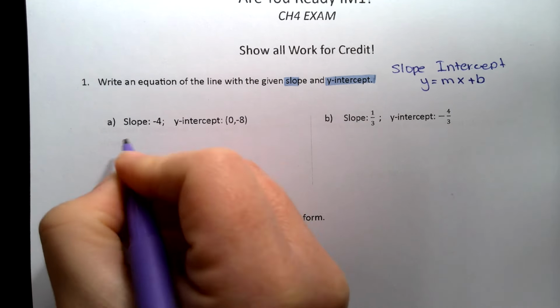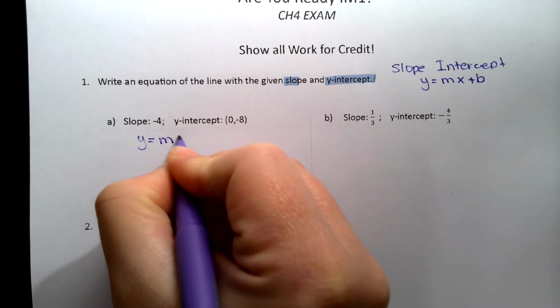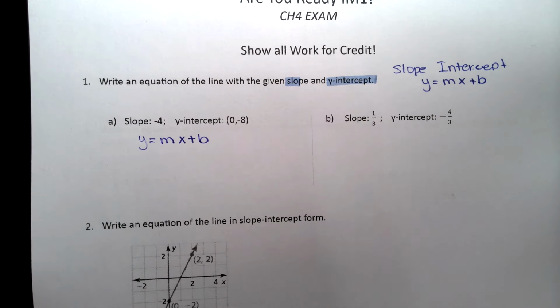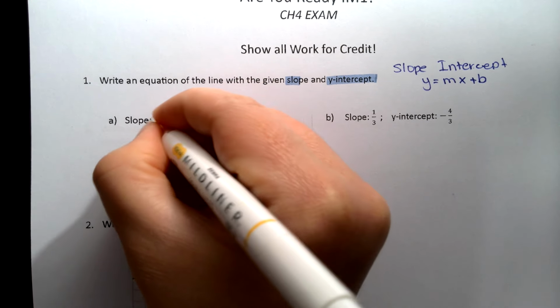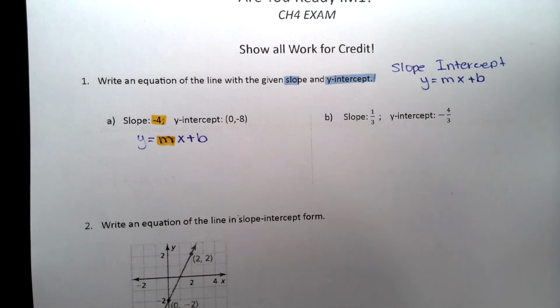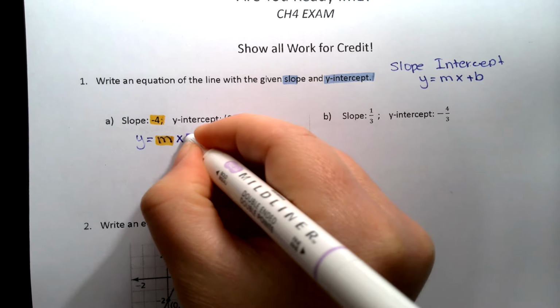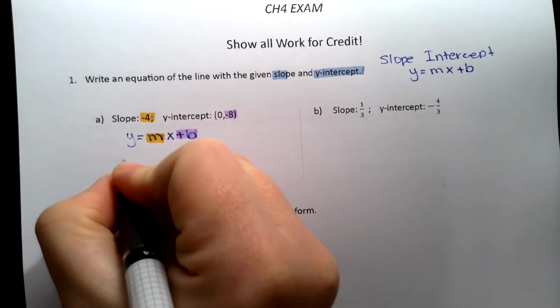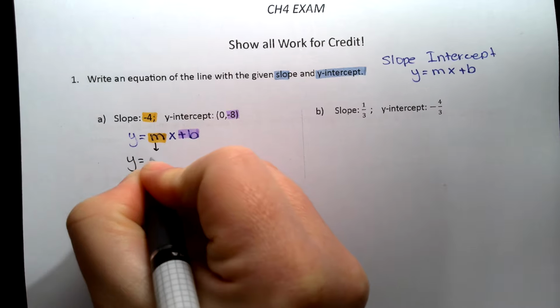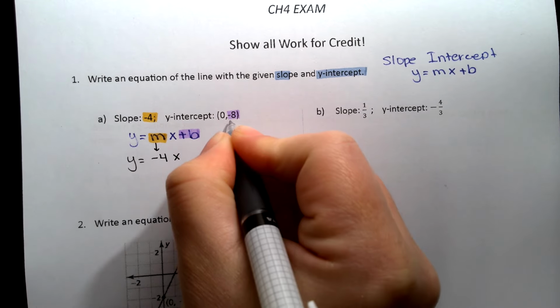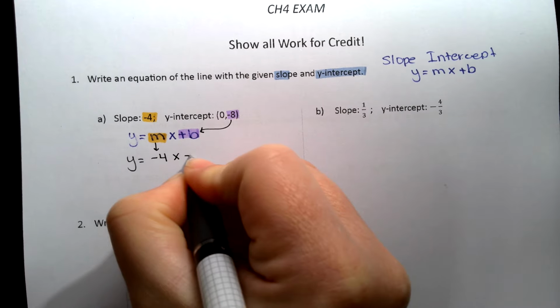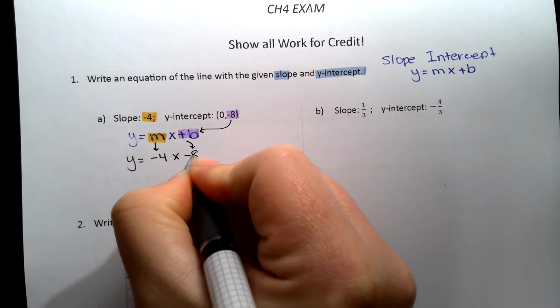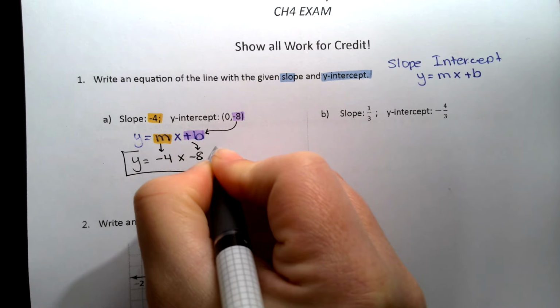So for both of these, we are going to go y equals mx plus b, where your slope is your m value and your intercept, this y value here, this -8, is going to be your b value. So to complete this question, we are going to replace m with -4, keep the x, and we're going to replace this plus b with a -8. This is your slope-intercept form.